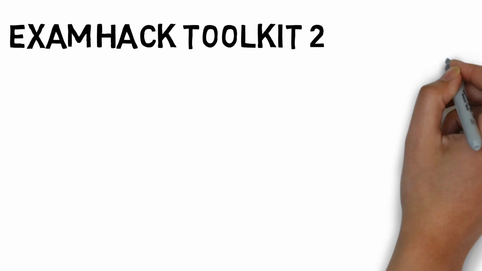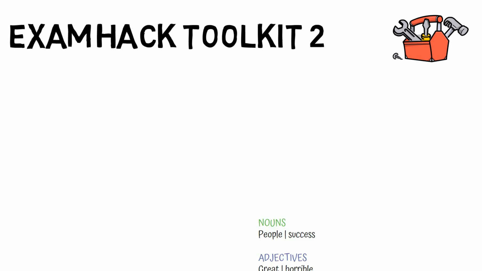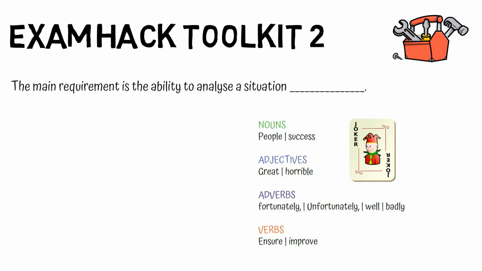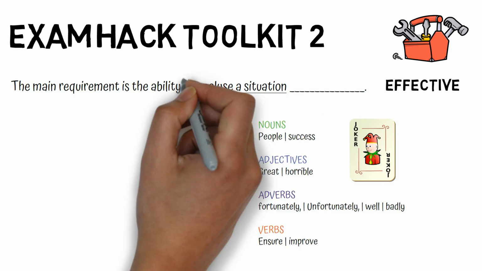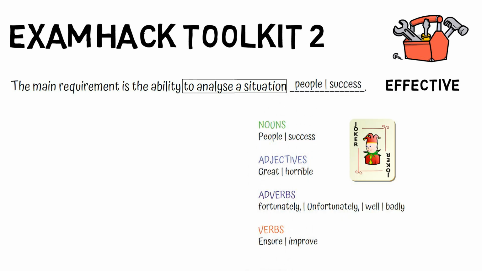Exam Hack Toolkit 2. If you are not sure about what type of word to use for a question, here is a list of words that you can use as jokers to try and identify the type of word that you are looking for. For example, imagine you do not know what type of word you need to use here. You can try the joker words until you find a word that fits. For example, to analyze a situation, people, or success.